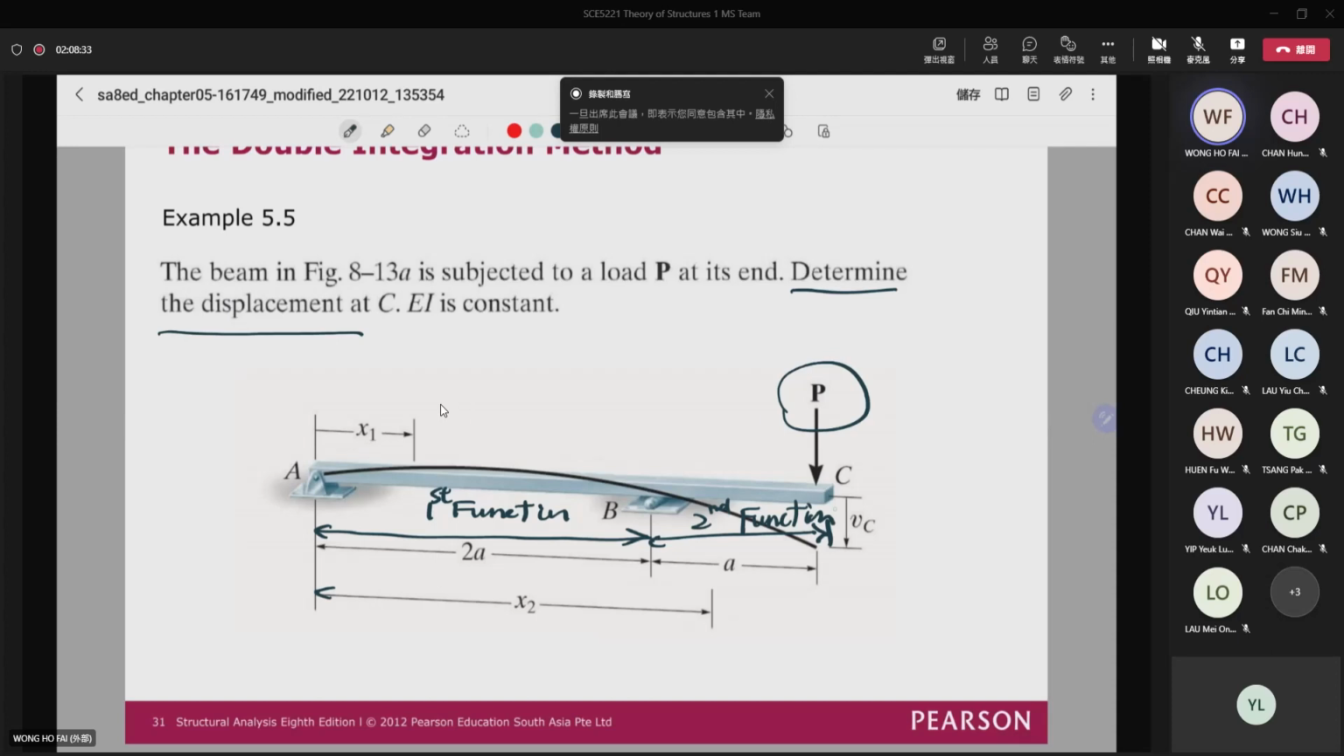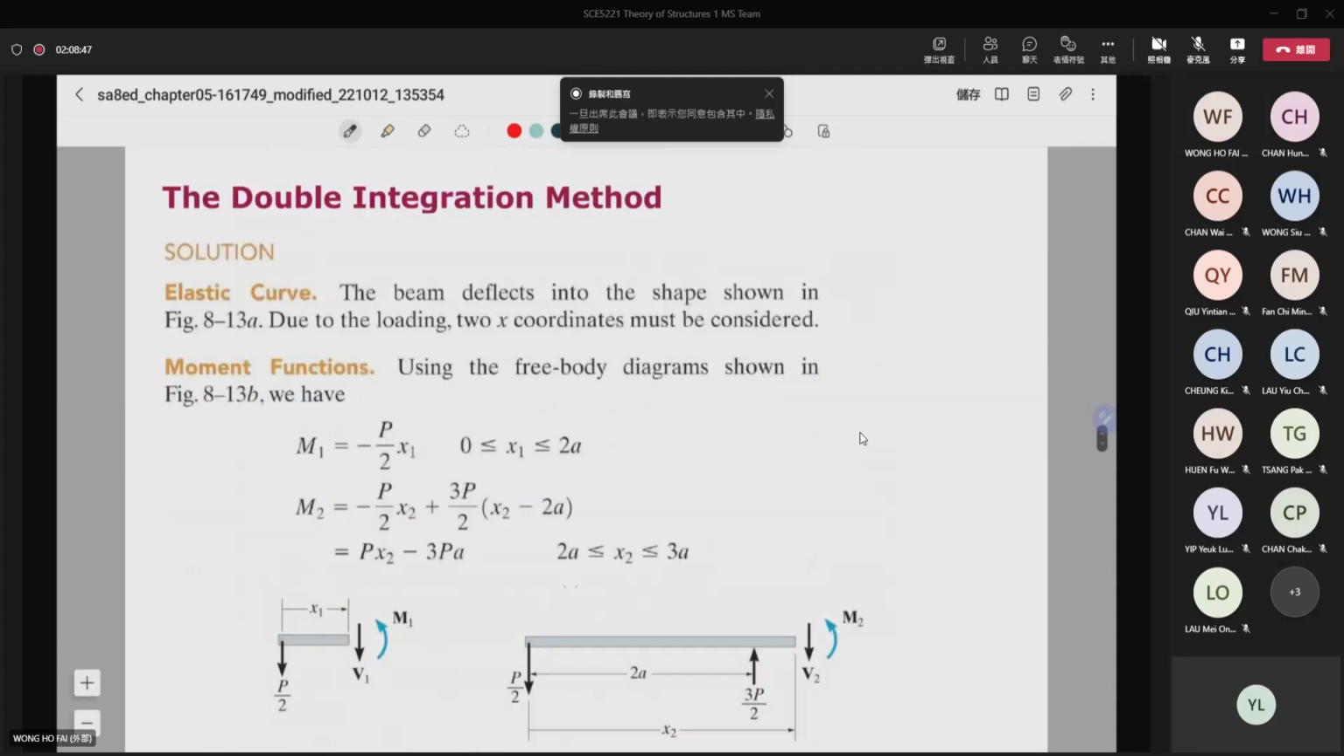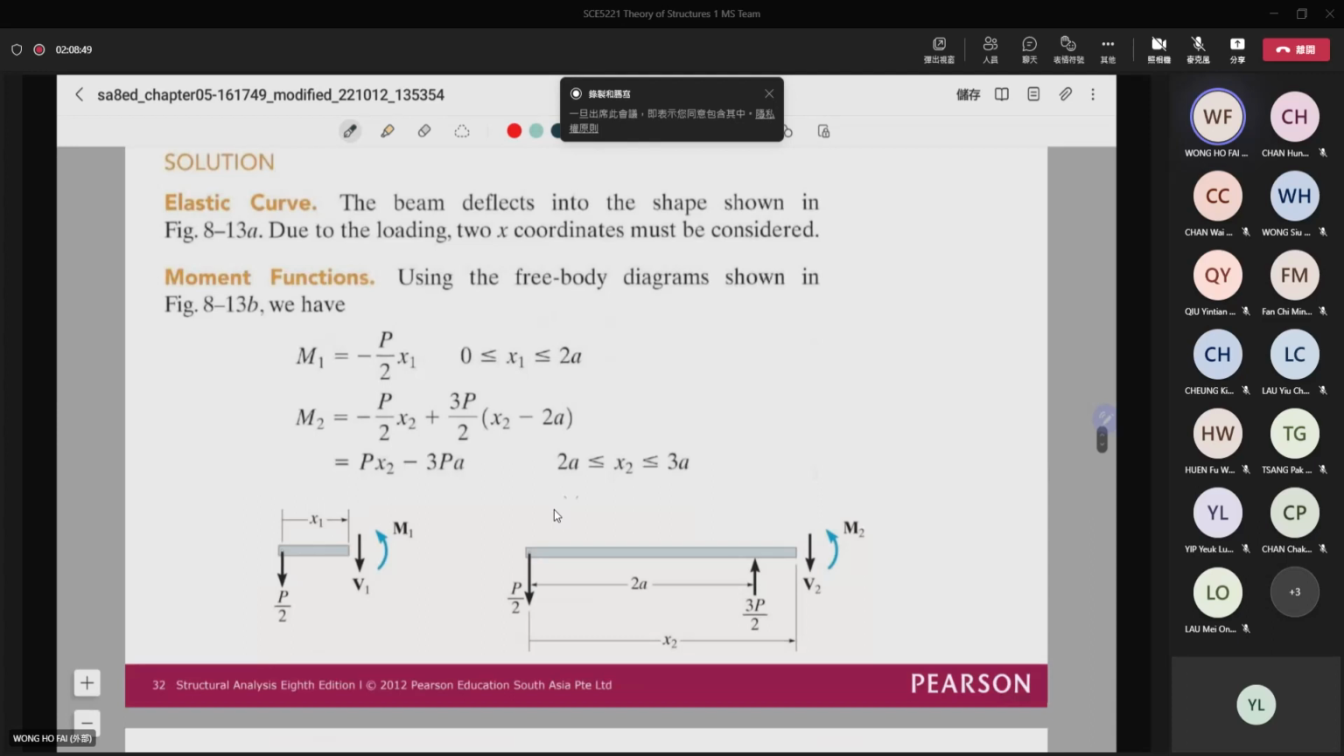So from A to B, we need a moment equation. From B to C, we need another moment equation. So to find the moment equation, we need both. For the first one, you need to cut it as a part. And then for the second one, we also need to cut it as a part.